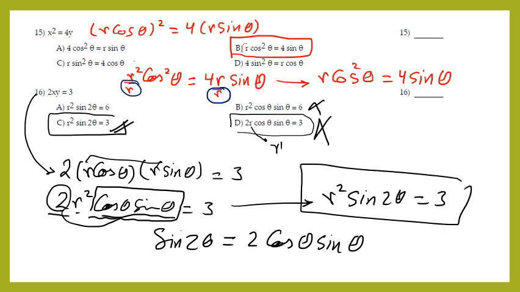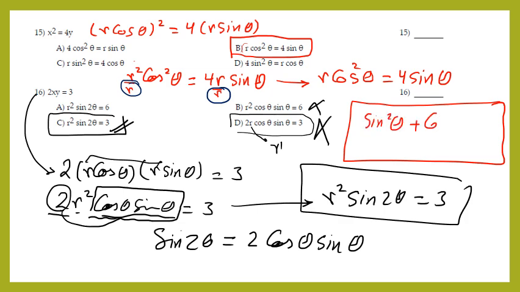So we have two identities. What are the two identities that we should be aware of before solving polar and rectangular equations? Sine squared an angle plus cosine squared the same angle is equal to 1, and 2 cosine angle sine angle is equal to sine 2 times the angle.